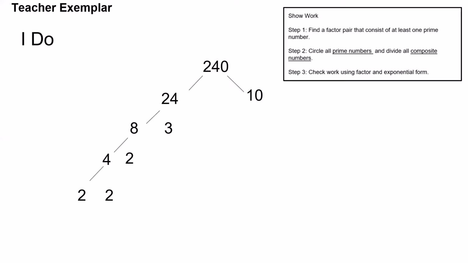Let's jump over to our other composite number, which is 10. I make my 2 branches, and I know that 5 times 2 will give me 10. Both of these numbers are prime. So next I will circle all prime numbers. 3 is a prime number, 2, 2, 2, 5, and 2. Now I have all of my prime numbers circled.